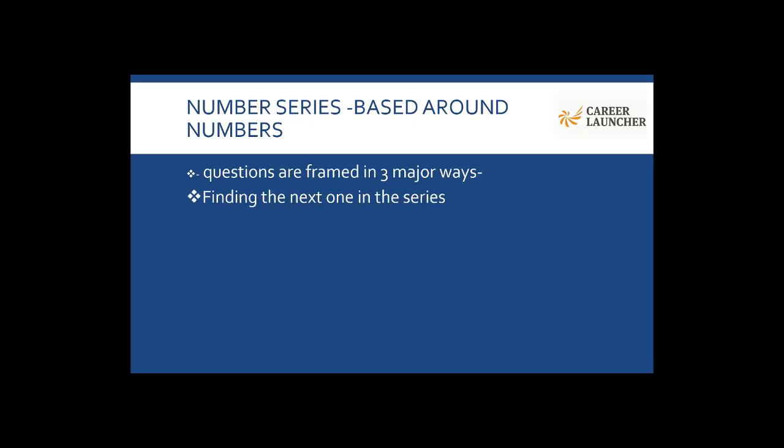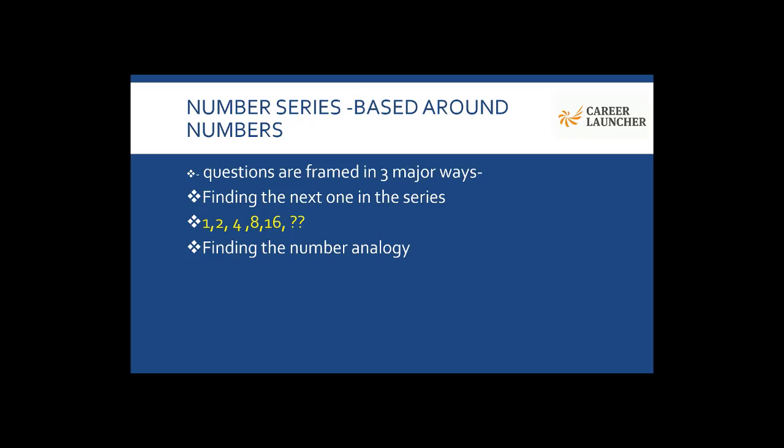The first and most frequent kind of question asked in number series is finding the next one in the series. It usually looks like this. As you can see, there is a series 1, 2, 4, 8, 16, and you will be asked to identify what is going to be the next number in this series if the pattern is followed. There is a specific pattern here by which the next number is derived. In this case, the next number is achieved by multiplying the previous number by 2.